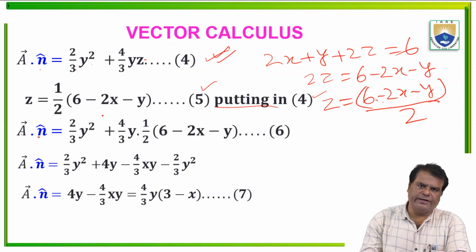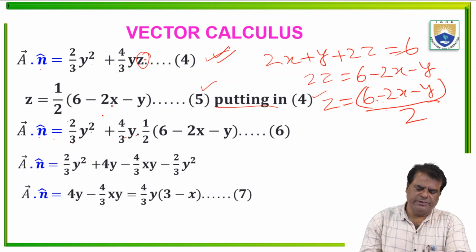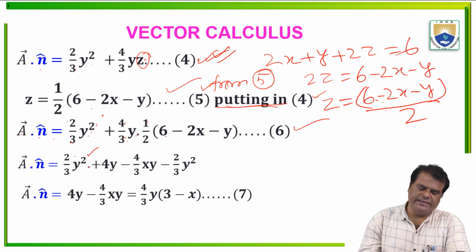A vector dot n cap equal to 2 by 3 y square plus 4 by 3 y into the value of this z. From equation 5, putting in equation 4: 2 by 3 y square plus 4 by 3 y, 1 by 2, 6 minus 2x minus y. This is equation 6. After multiplying here, 2 by 3 y square, and this 2 is cancelled.